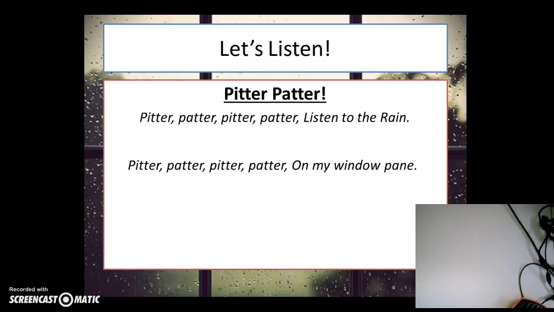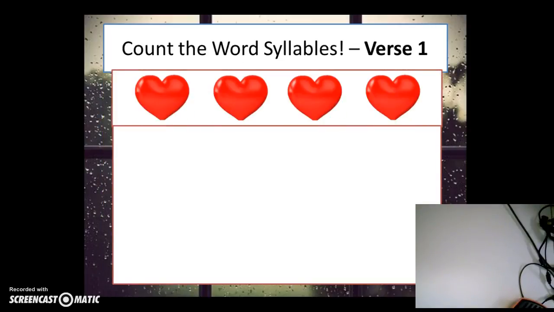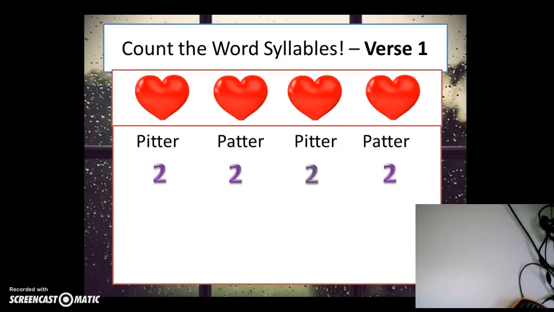Now this time, what we're going to do is look at the syllables. So we have our heartbeats and here are the words. Now our syllables are how many sounds there are in a word, so word parts. For example, pitter has 2 sounds, so there are 2 syllables. So in music, we count those syllables so we know how many sounds there are.